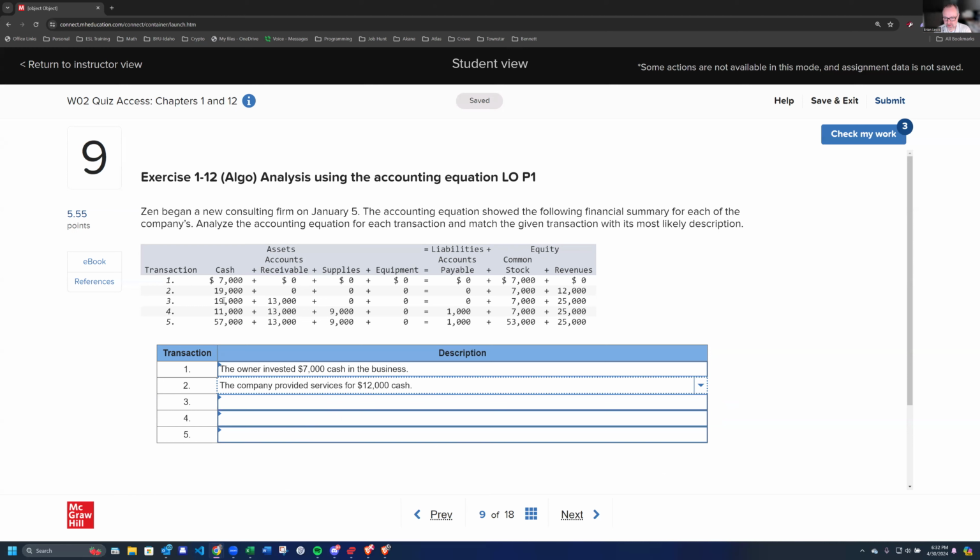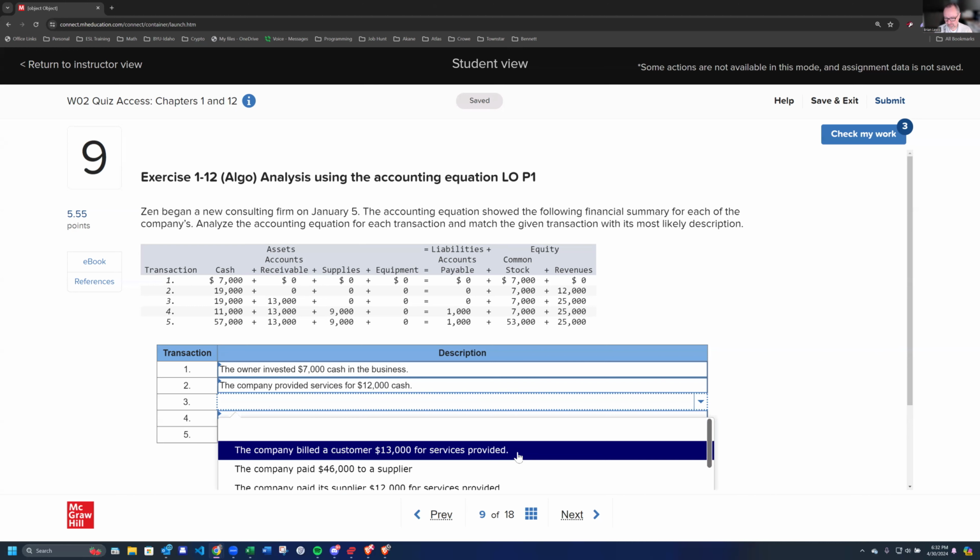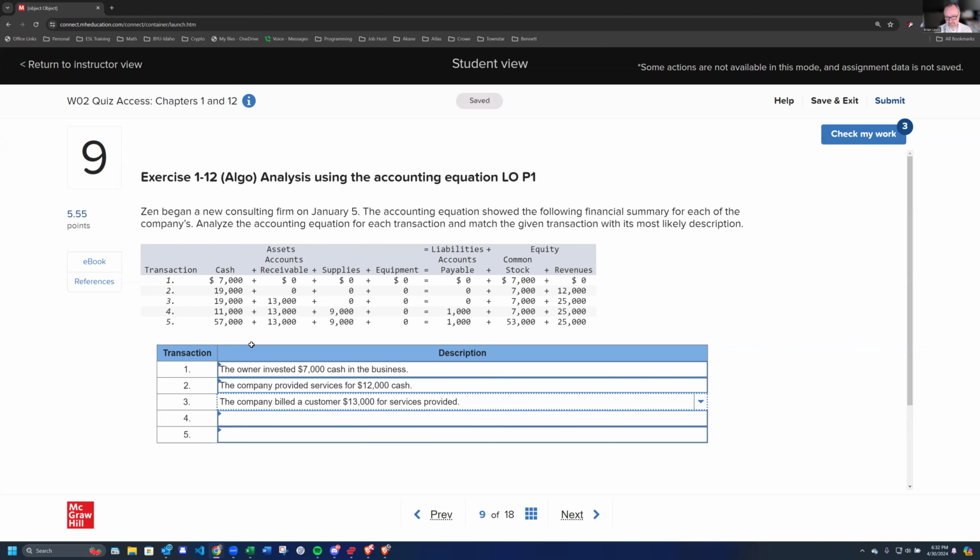Okay, so the next one, there's no change in cash. We do have a change in accounts receivable. So we should be looking for a receivable, and it goes up by $13,000 here as well. So we're looking for a sale of something, services or products or something like that, that results in a receivable, something that the client owes us or the customer owes us. All right. So in this case, we're going to look for 13,000. The company billed a customer $13,000 for services. So now a bill becomes an accounts receivable. So we're going to hit that one right off the bat.